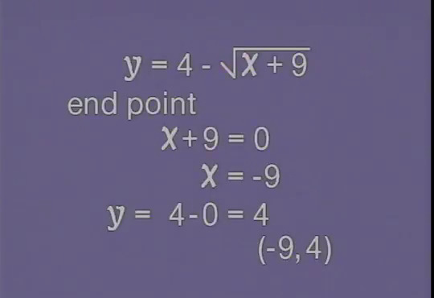Once we get x, we want to get y. We plug the negative 9 into our original equation, and y equals 4. So our end point is negative 9, 4.